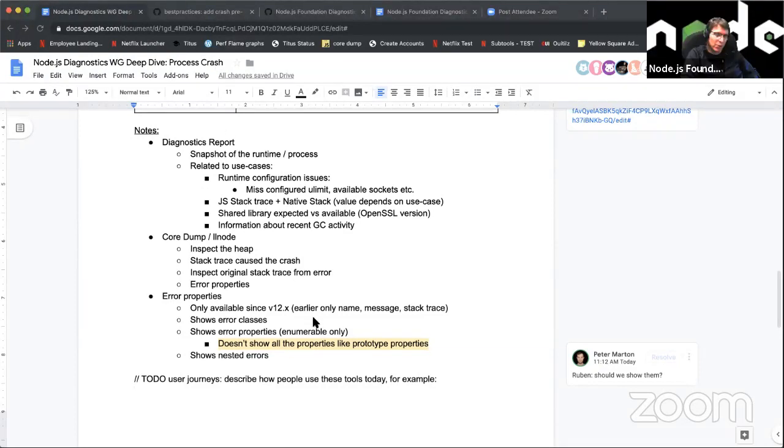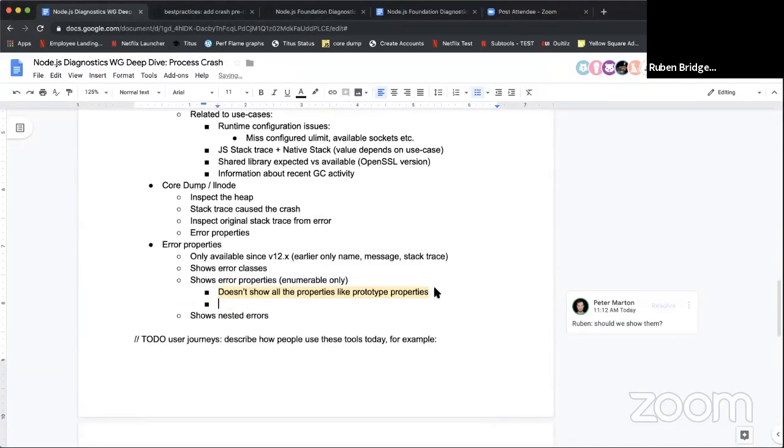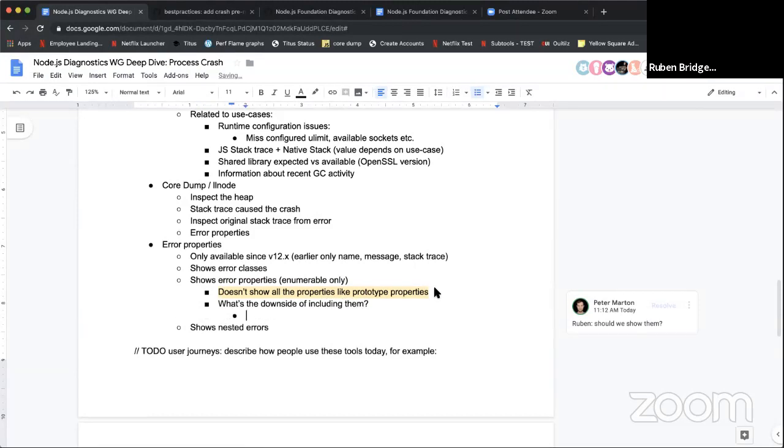And what's the downside of including them? It's difficult to distinguish all these properties, because if you think about the prototype and how people might create an error, there are really lots of ways people do that. It's not only about ES6 classes, but also about the old prototype style. And then whether they have a super call or not.